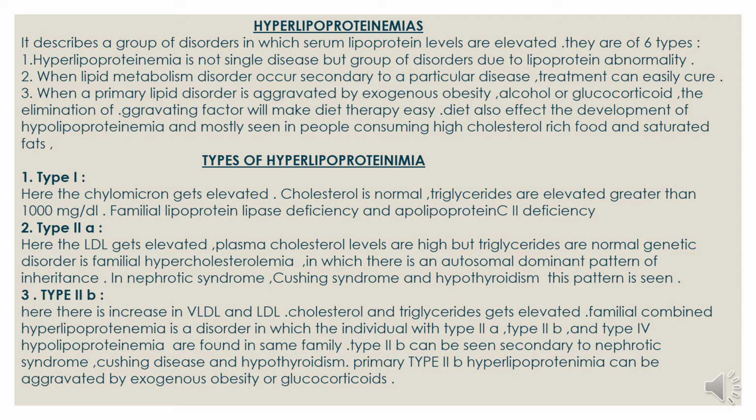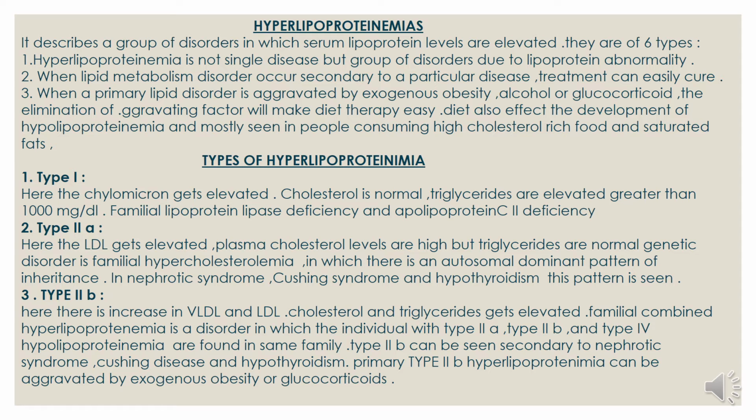These are type 1, where the chylomicron gets elevated, cholesterol is normal, and triglycerides are elevated and greater than 1000 mg per dl. Causes are familial lipoprotein lipase deficiency and apolipoprotein C2 deficiency. Type 2A. Here the LDL gets elevated, plasma cholesterol levels are high but triglycerides are normal. The genetic disorder is familial hypercholesterolemia, which has an autosomal dominant pattern of inheritance. In nephrotic syndrome, Cushing syndrome, and hypothyroidism, this pattern is seen.